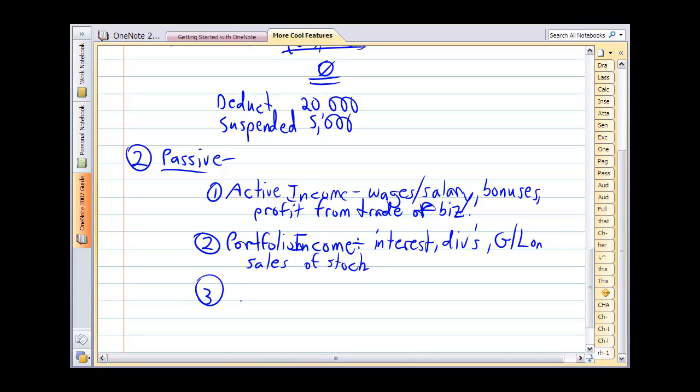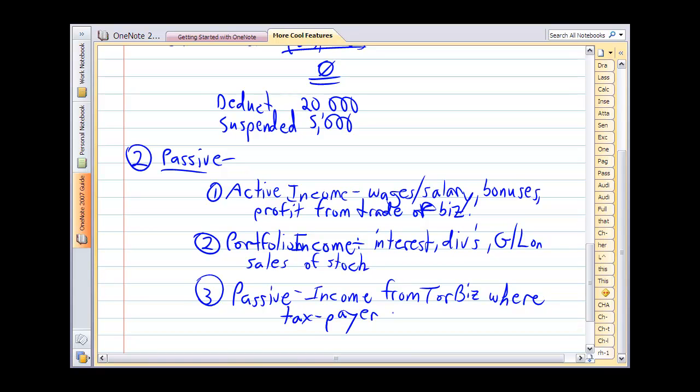Okay, now let's get to the last one, the passive income. So passive is any trade or business producing income in which the taxpayer does not materially participate. So income from trade or business in which the taxpayer does not materially participate.